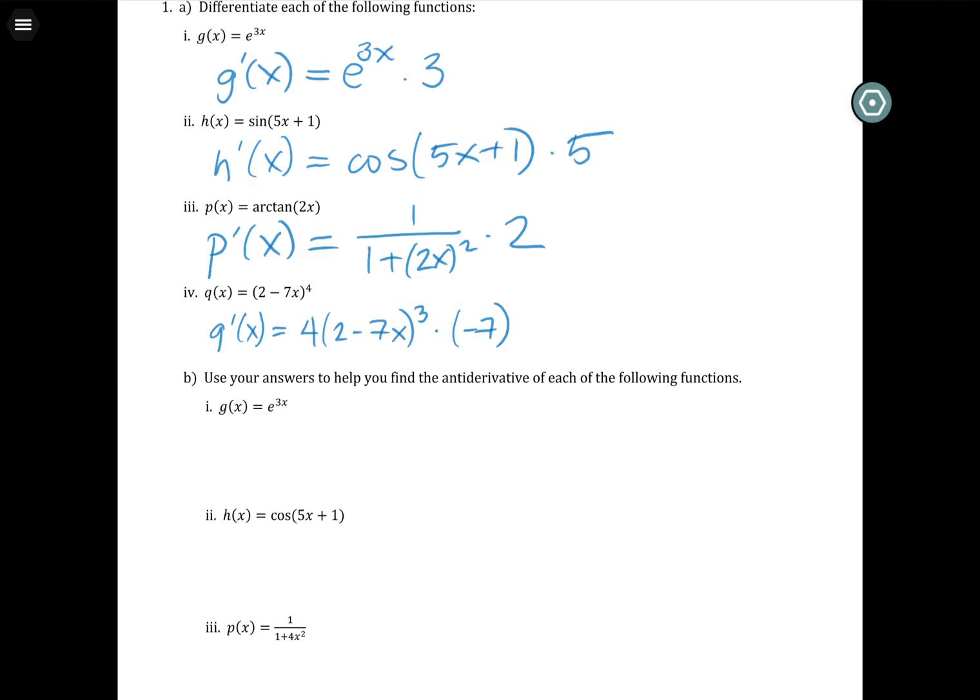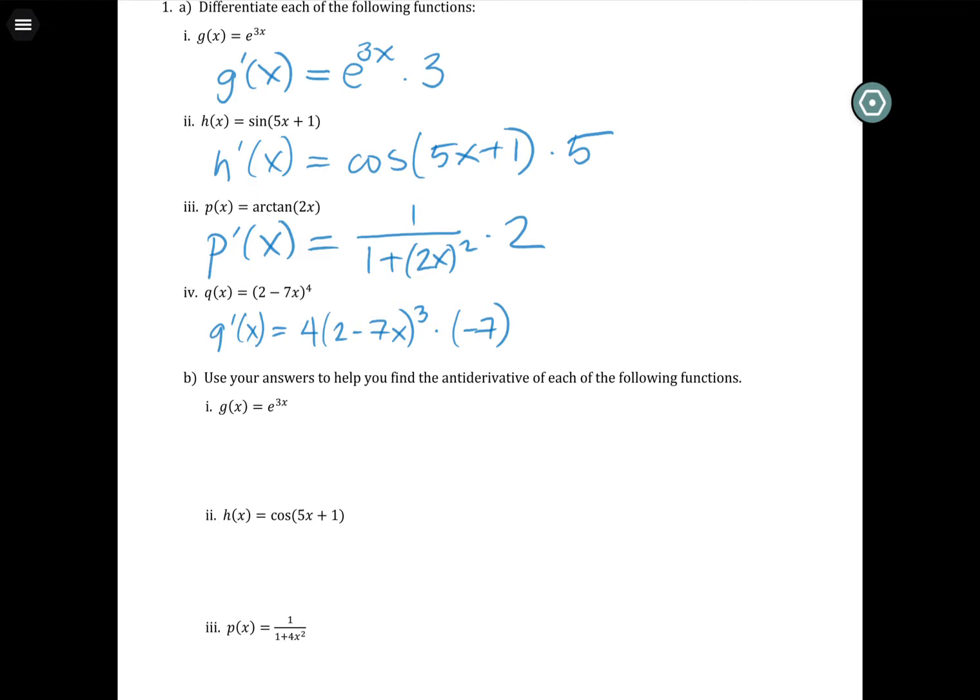Okay, so now we want to look at what we've done and see if we can work our way backwards. And they're not perfect matches, so you'll have to think about it a little bit. But we want to look at the derivatives we've got. Remember, if we have the derivative, then we know its antiderivative would get us back where we started.